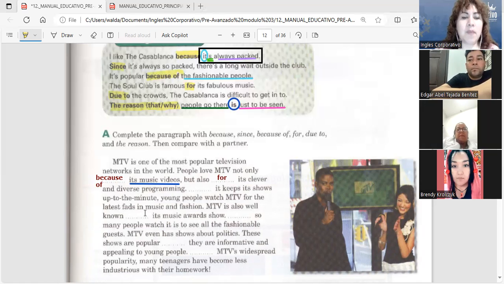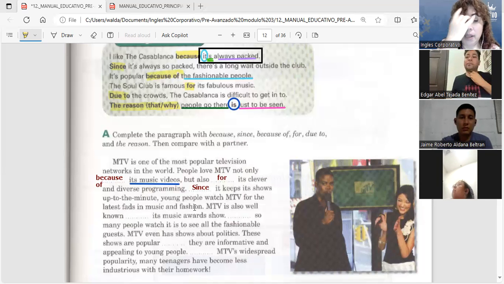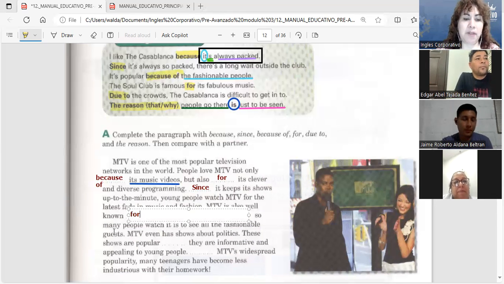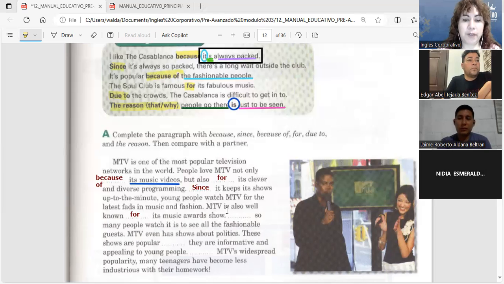Good. Okay. All right, next. Since it shows up to the minute, young people watch MTV for the latest fads in music and fashion. MTV is also well known for its music award show.